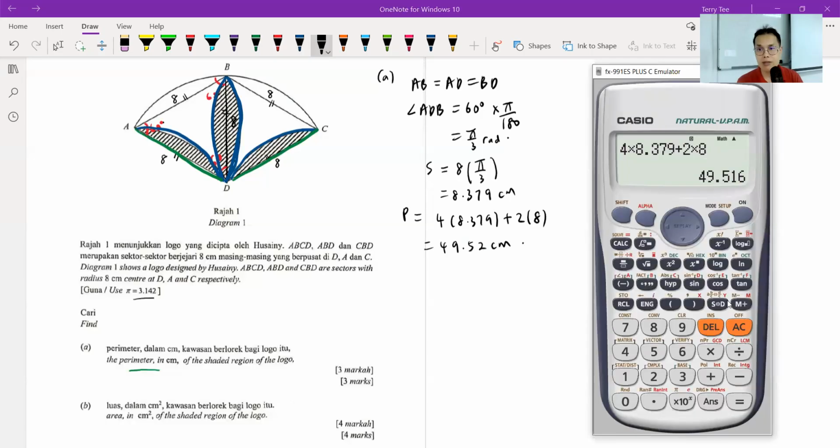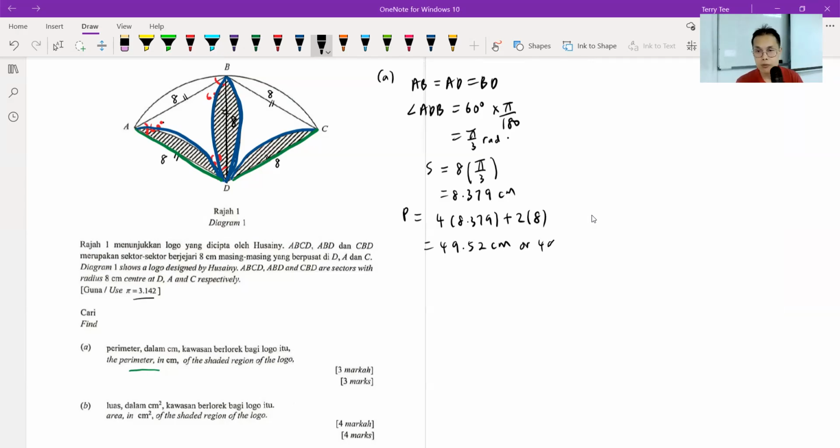But that's okay. Directly, as in, some people may say, can I use 4 times 8 times 3.142 over 3? Then you add 2 times 8. You notice that you actually get 49.51. That is also okay. Yeah, 49.51. Okay, if you do one shot, or even if you use more decimal points for this length of arc, I think you will get 49.51.